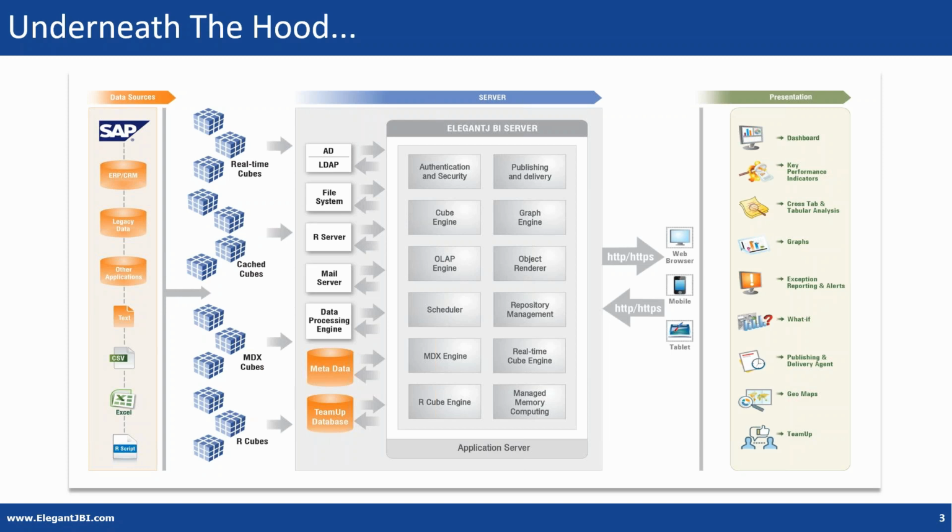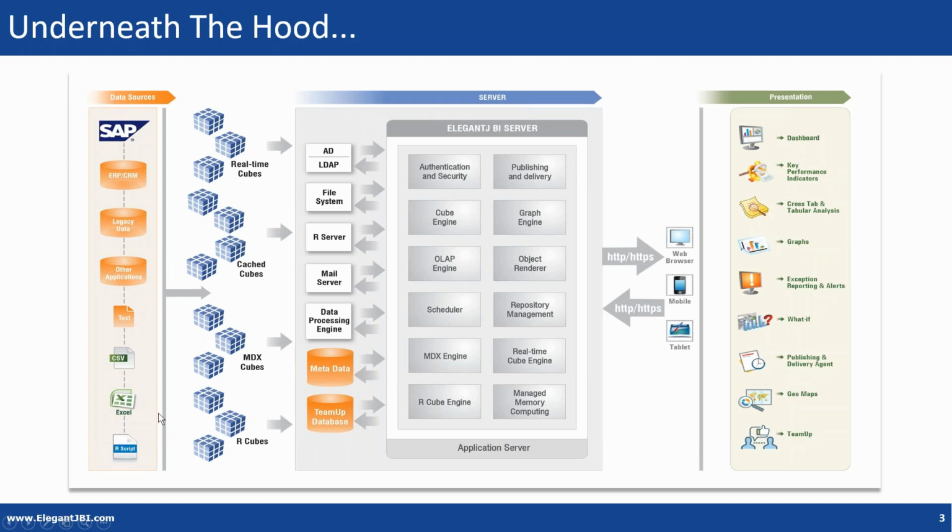And as you would be aware, ElegantJ BI being responsive and adaptive in its final presentation layer, you don't need any mobile apps to see the data. Once you design on a desktop, you can see the data on any device. So this is the broad structure of how this works.